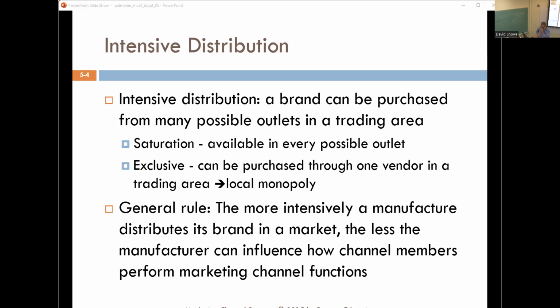Now, the other part of that, on the other side, is exclusive distribution, where it can be purchased only through one vendor in a given trade area. How do you define a trade area? Depends on the good itself and how unique and special it is. How many outlets should a manufacturer consider when they're attempting to distribute?